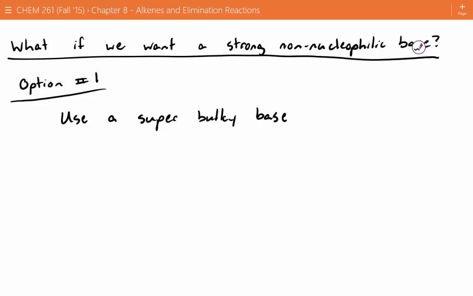A super bulky base is too big to be a good nucleophile, but it's fine just plucking off a proton off of an adjacent molecule, right? Proton's located on the exterior. It doesn't have to attack all the way into a deep buried carbon. So a common base you might see me use is this one.